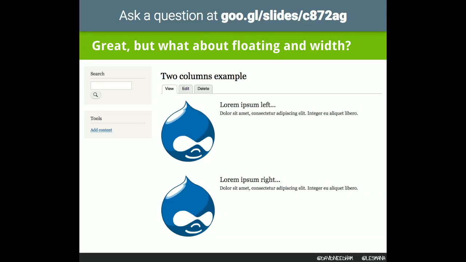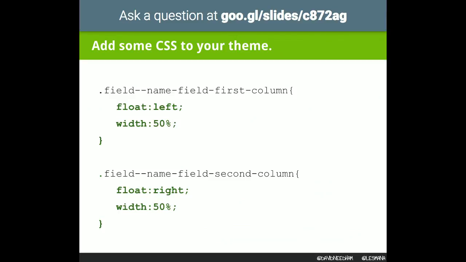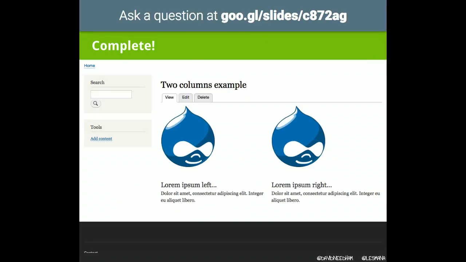We're almost there. The last thing we have to do in this case is actually go into our CSS and our theme and add just a little bit of simple CSS. This isn't quite what I would do probably, but it's very simple to demonstrate. So I'm going to float one to the left, float one to the right, make it 50%. I know exactly what the divs are going to be, the classes, it's very predictable, and then there it is.